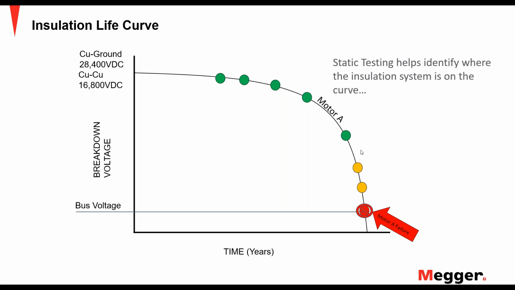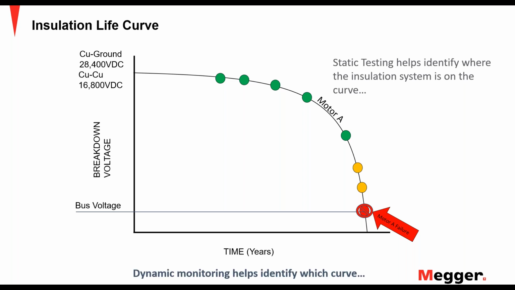If we're in that linear zone that Abel talked about, we'd be up here. The testable zone would be where we see these orange dots here. And then, of course, the motor fail zone is where we're not doing the testing and the motor fails in service, where the dielectric strength has fallen below bus voltage.